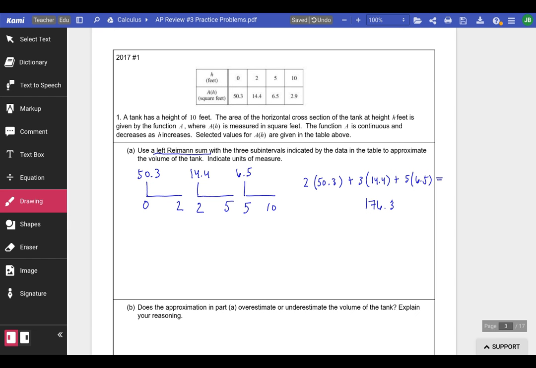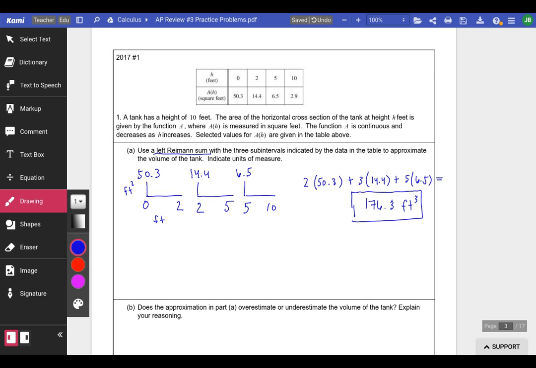So here's what I notice. When we do an integral, or a Riemann sum, we have our base times height. The unit of our base here is feet, and the unit of our height here is square feet. So our units are going to be feet times square feet, and so our units should be cubic feet. And that would be our answer. As far as points on this exam, that was worth just 1 point for the correct area with units.